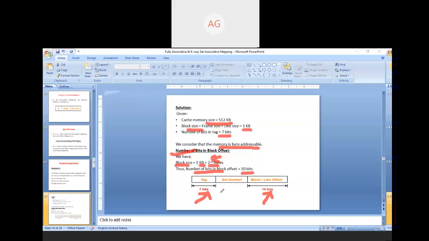So now we need to find the set number. How many bits are there in the set number? If we find out the number of bits in the set number, then the physical address is easily found by summing all the 3 divisions. So moving to the next slide.